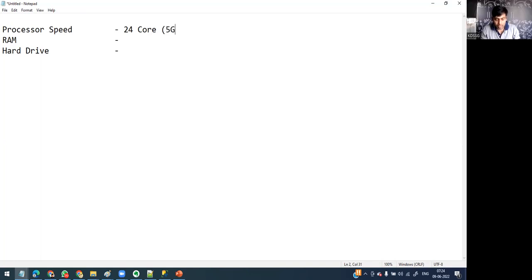4.355. So nowadays processors have up to 5 gigahertz. So processor, of course, and how many cores you have also is important. How many cores means, at a time, how many processors are there in your system, which can make your system run fast at a time. So the number of cores also matters, plus how much each core's speed is, like 4.3 gigahertz.